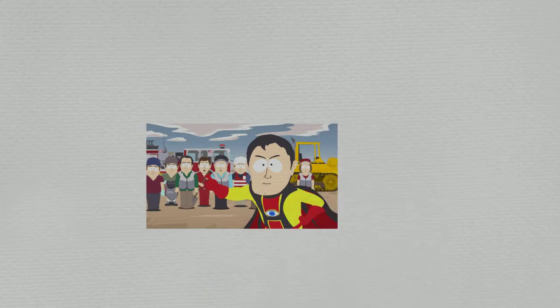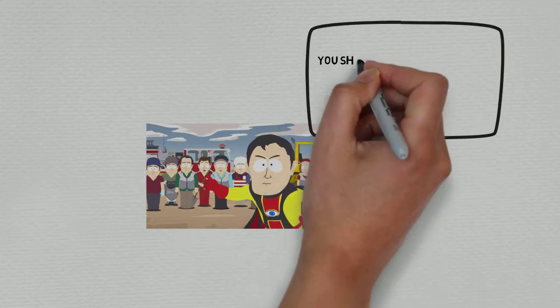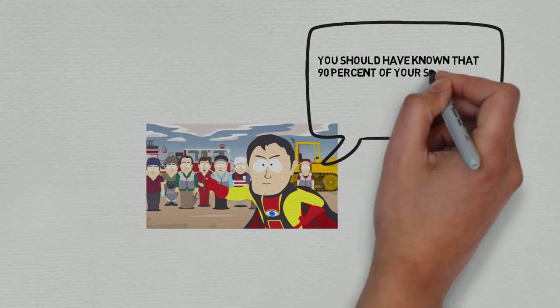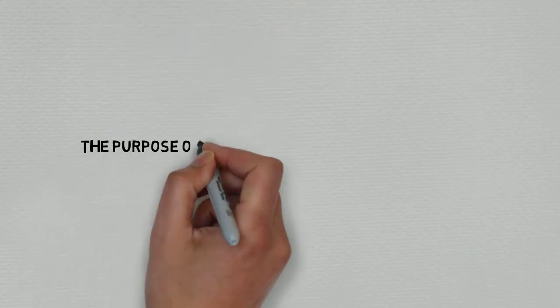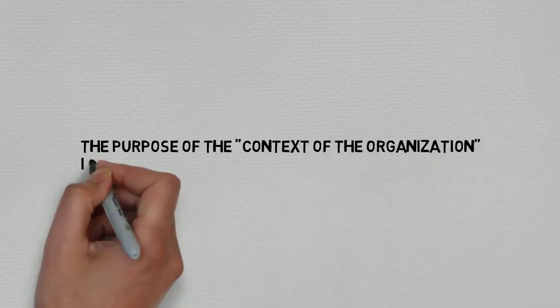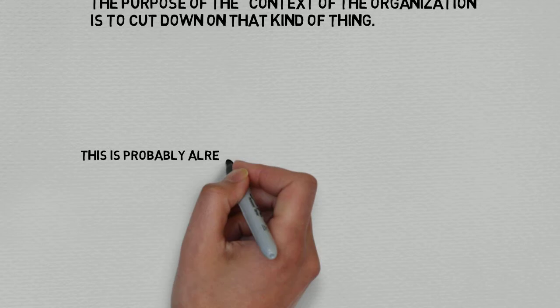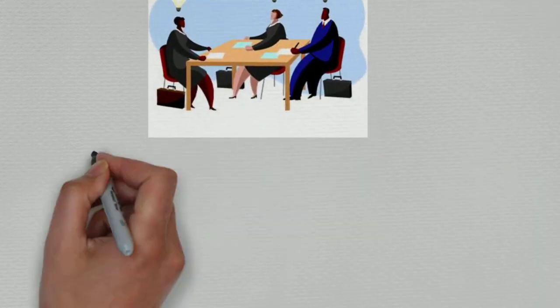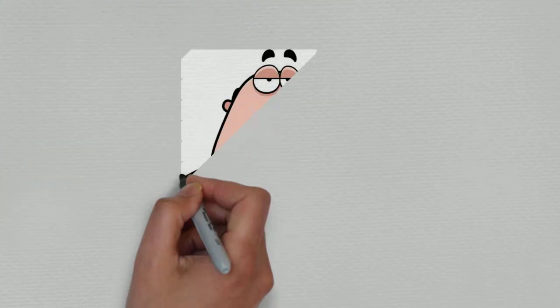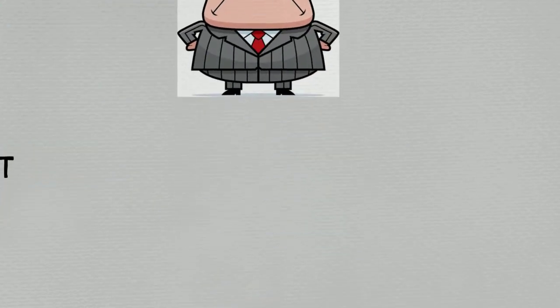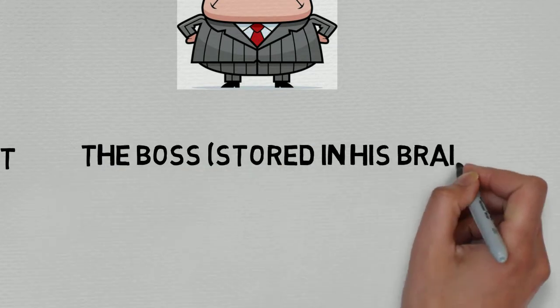Or in the words of Captain Hindsight, you should have known that 90% of your supply chain went through this one place in Japan. The purpose of the context of the organization is to cut down on that kind of thing. This is probably already being done in a lot of organizations. The big companies, it's done by the corporate planning department. The little companies, it's done by this guy here, who is the boss, and it's stored in his brain.